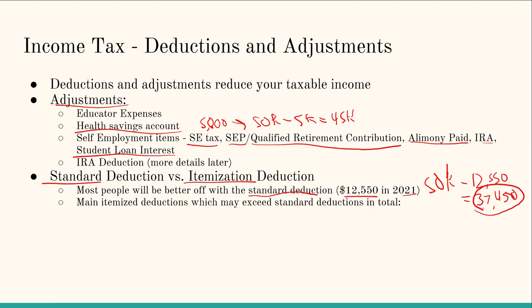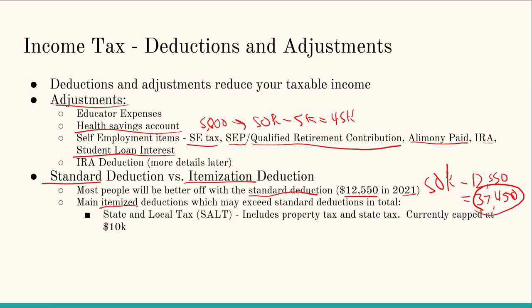However, some people may have more than 12,550 in deductions if they were to list them all out. So some people choose to itemize deductions. What are the most common reasons why people would itemize instead of taking the standard deduction? A big one is state and local tax. If you're a homeowner, this is pretty applicable.